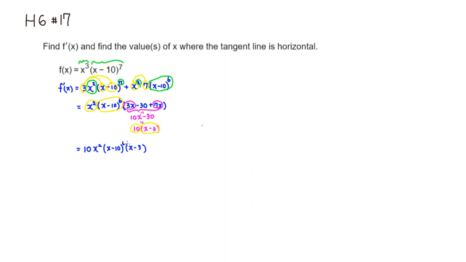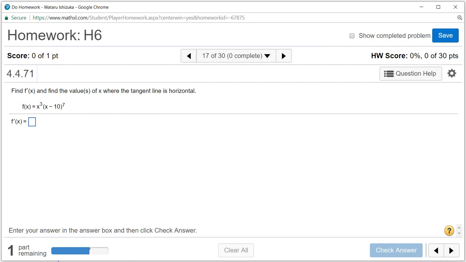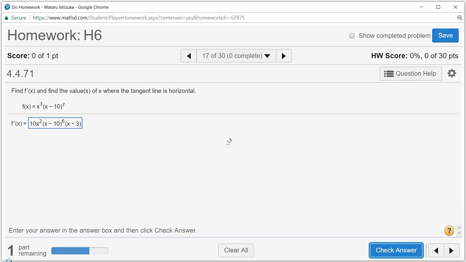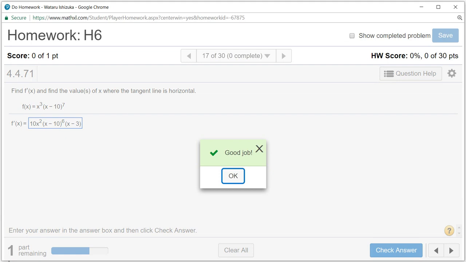Let's type this in and see what happens. It came out to be, let's see if I can type it. Oh, I can't type this. Hold on a sec. So it was 10 x squared, and then you have x minus 10 raised to the 6th power, then we have x minus 3. Let's check the answer. All right, that's how we got that.